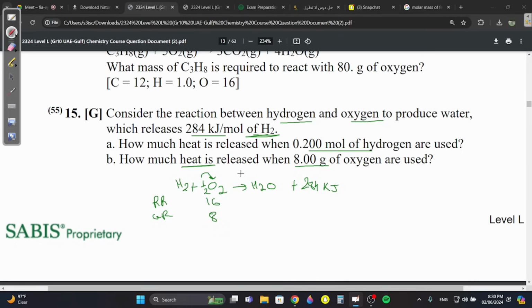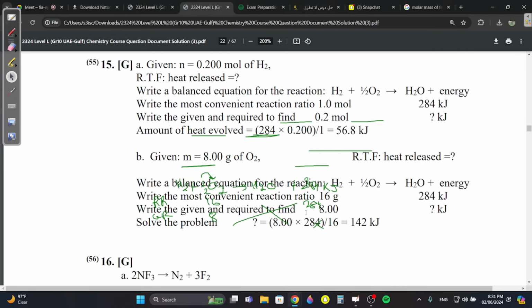How much do they want? They want the heat. In the reaction, it's 284. So in my GR, it's going to be cross multiply, and you should get 142. Yeah, 142.